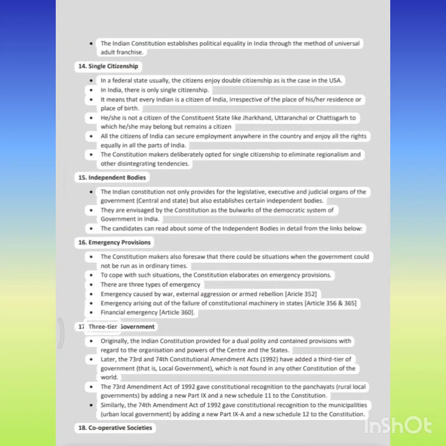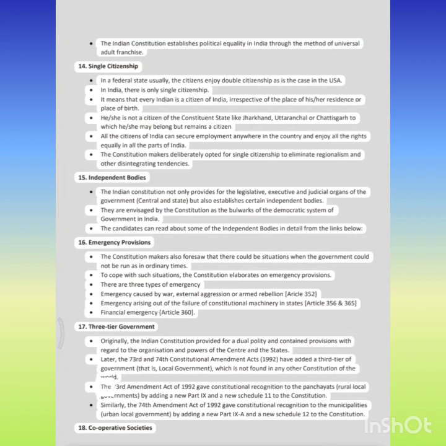17. Three-tier government. Originally, the Indian Constitution provided for a dual polity and contained provisions with regard to the organization and powers of the center and the states. Later, the 73rd and 74th Constitutional Amendment Acts, 1992, have added a third tier of government, that is, local government, which is not found in any other constitution of the world.